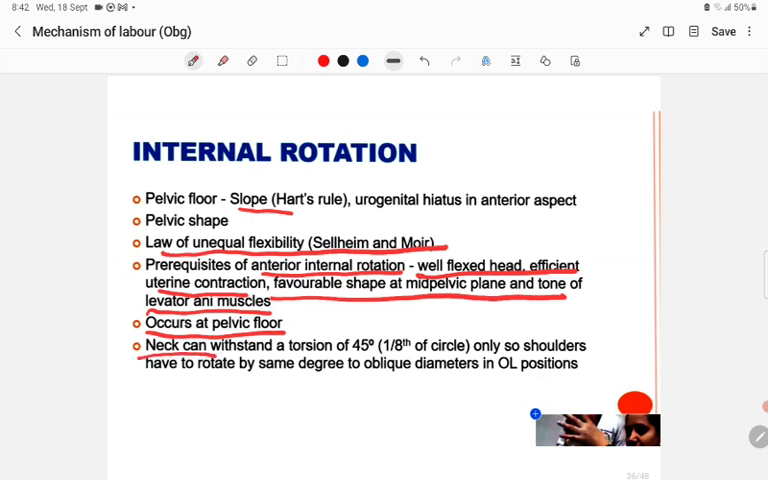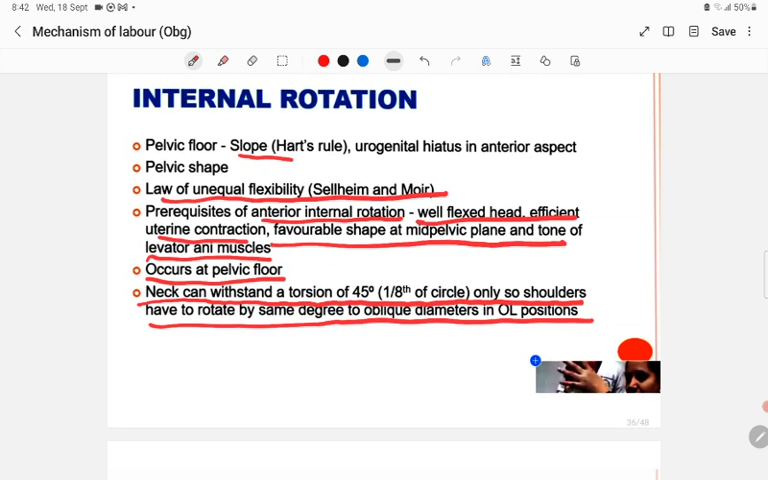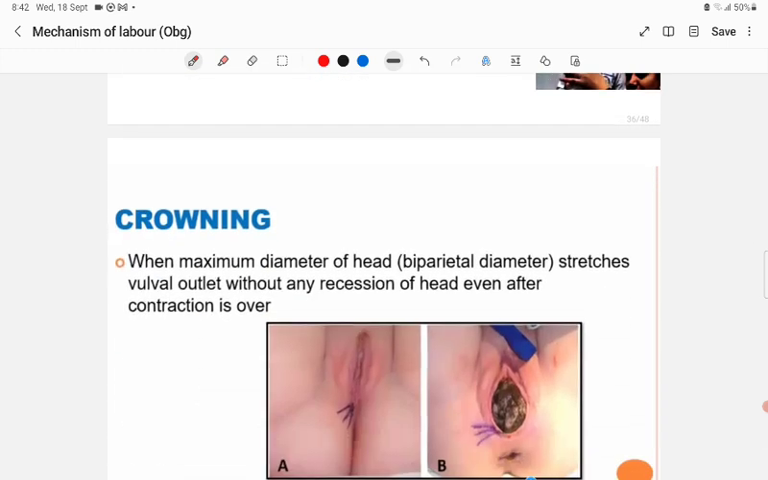So here, remember, the neck can withstand a torsion of rotation of maximum 45 degrees, that is 1/8 of a circle. So the shoulder has to rotate by the same degree to the oblique diameter in occipitolateral positions. Okay. Crowning: when the maximum diameter of the fetal head, that is the biparietal diameter, stretches the vulval outlet without any recession of the head even after contraction is over.